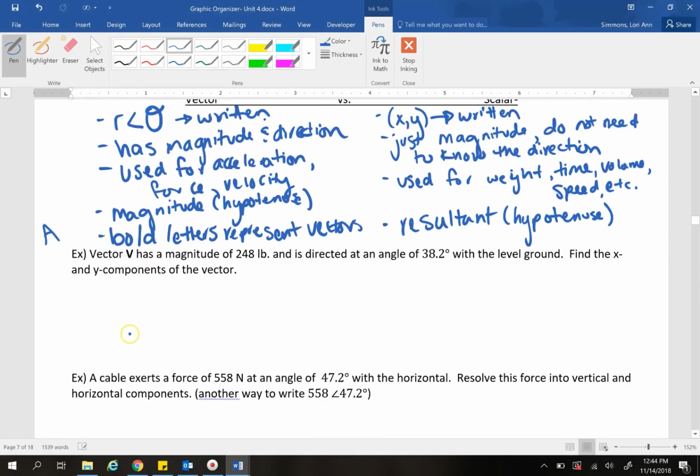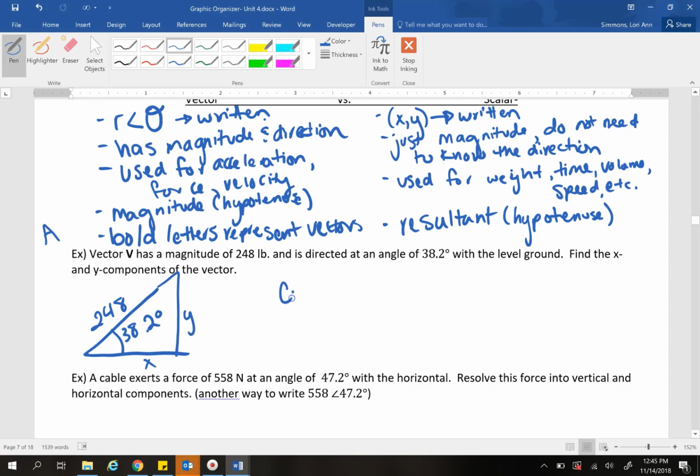All right, we have a vector V. Its magnitude is 248 pounds and is directed at an angle of 38.2 with the level ground. So if you recall, magnitude is the hypotenuse. So 248. With the level ground, it makes an angle of 38.2. Find the x and y components of the vectors. So we want the x and y.